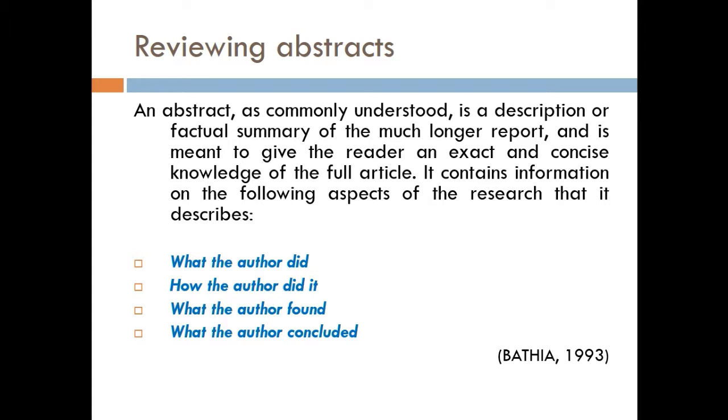Again, to review the purpose of an abstract. An abstract, as commonly understood, is a description or factual summary of a much longer report and is meant to give the reader an exact and concise knowledge of the full article. It contains information on the following aspects of the research. It will describe what the author did, how the author did it, what the author found, and what the author concluded. These were previously described in the different steps of the abstract.